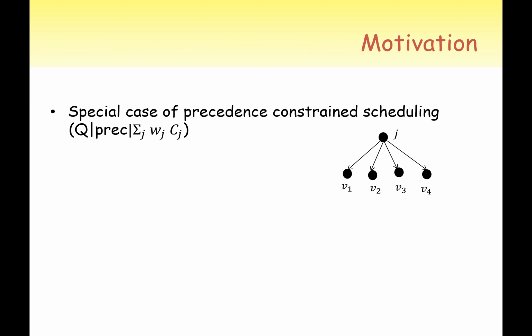So in that sense, the task associated with the job can be thought of as a star precedence relation. And so we don't have a very good understanding of precedence constraint scheduling on related machines. So this is the first step towards this goal.